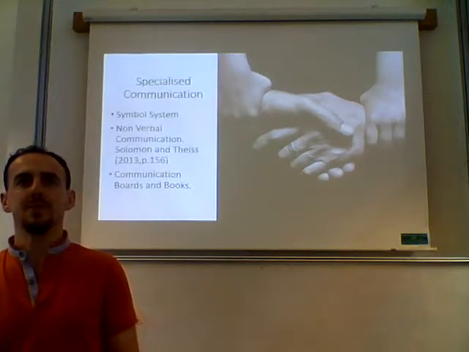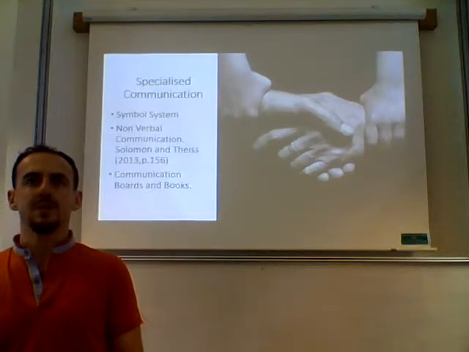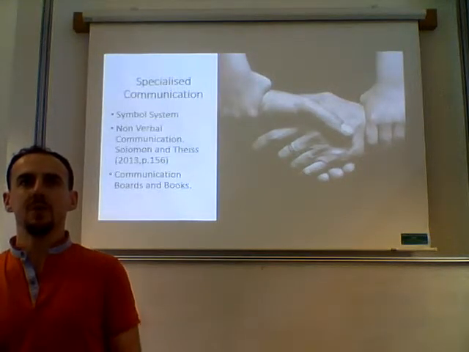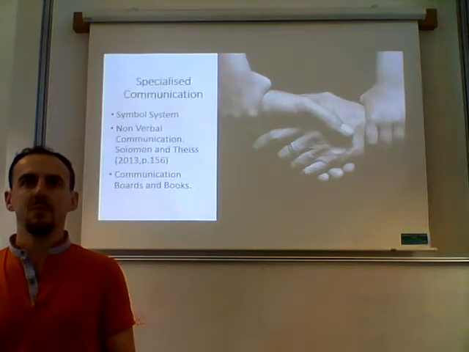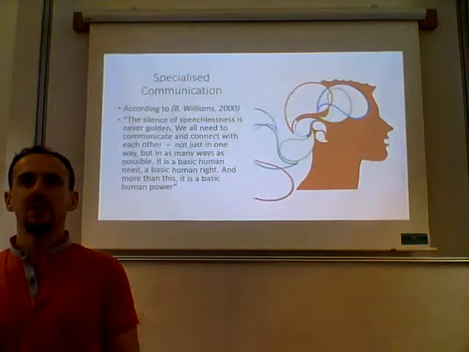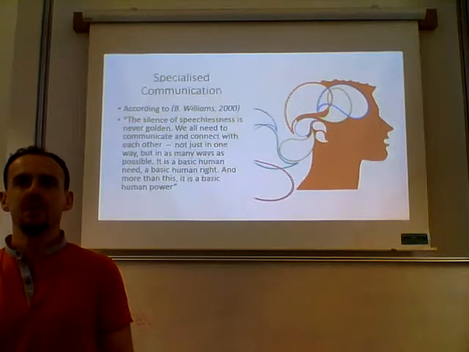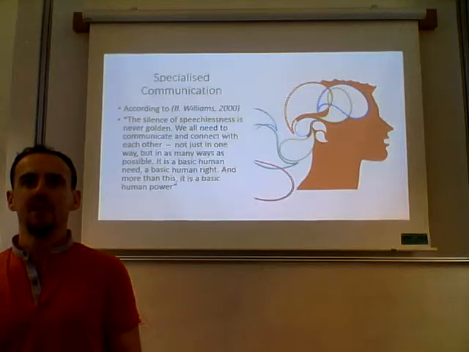Communication boards and books. There are two types of symbol systems. Symbols can be displayed on a board for a person to point to, or may be arranged in the pages of a book. According to Solomon and Theus, nonverbal communication is defined as the process of one person creating meaning in the mind of another person through nonverbal behaviour.